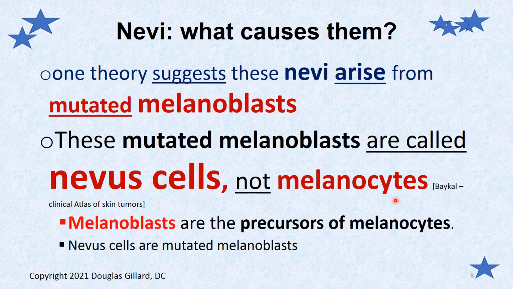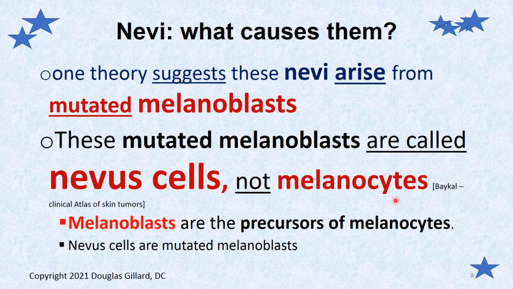Where do they come from, or what causes them? Well, they're not 100% sure, but one theory says that they come from the precursors to melanocytes. A baby melanocyte is called a melanoblast, and it's a mutated melanoblast. It's definitely not a mutated melanocyte. It's a melanoblast, according to most authors. These mutated melanoblasts are given the name nevus cells. Okay, so a nevus cell is just a mutated melanoblast.